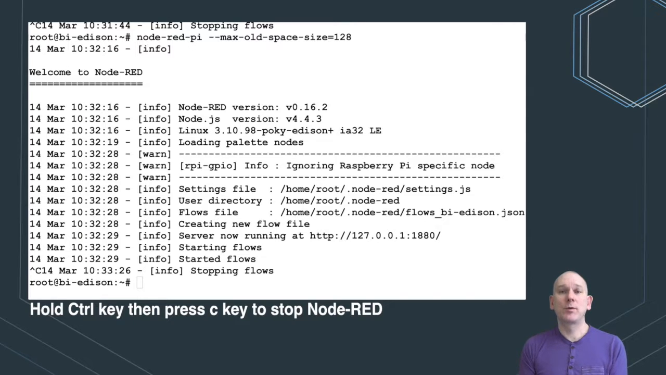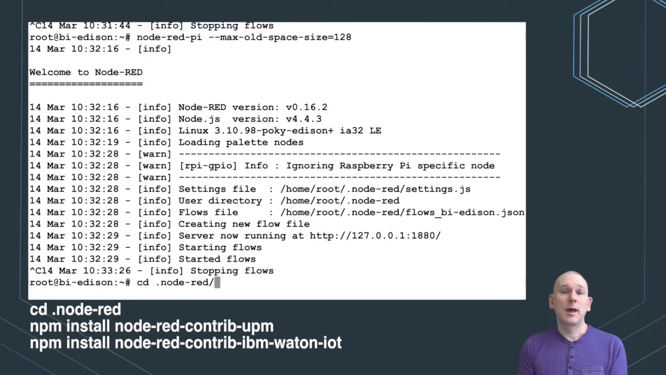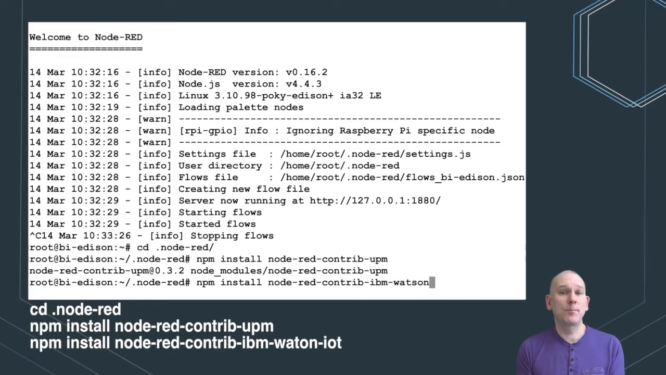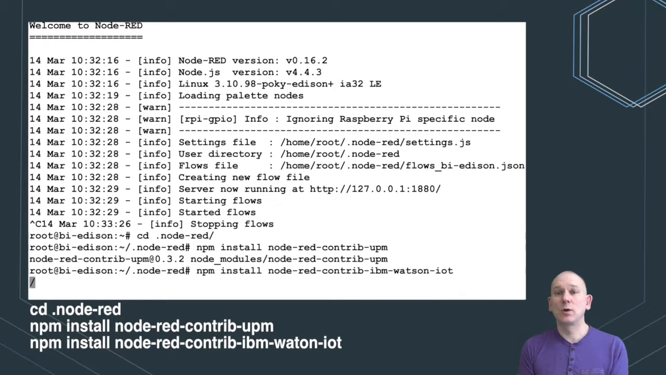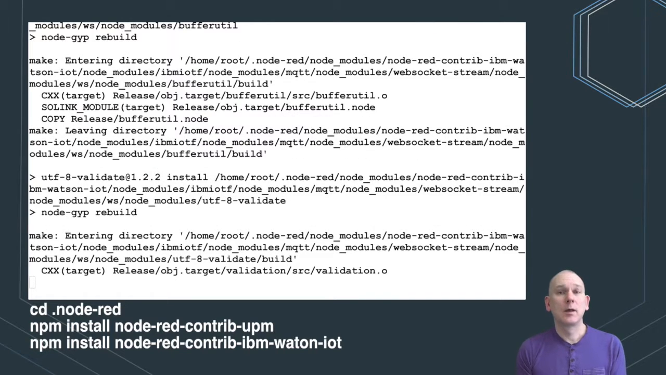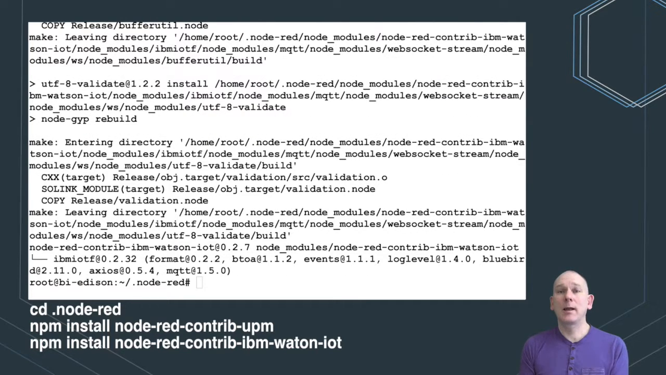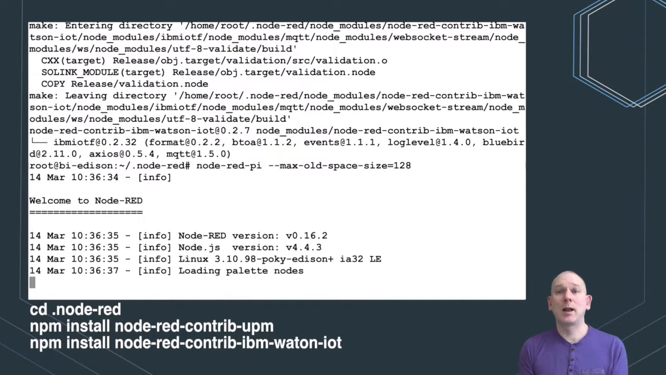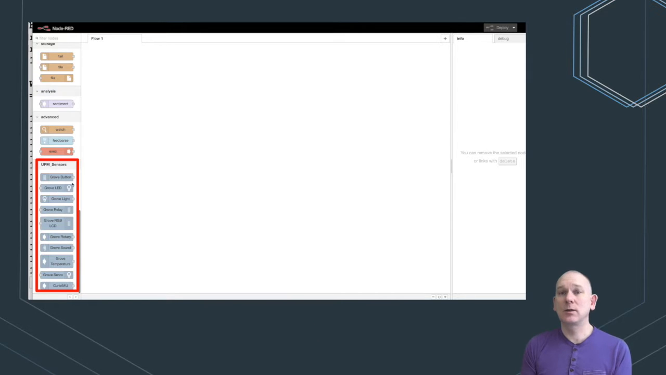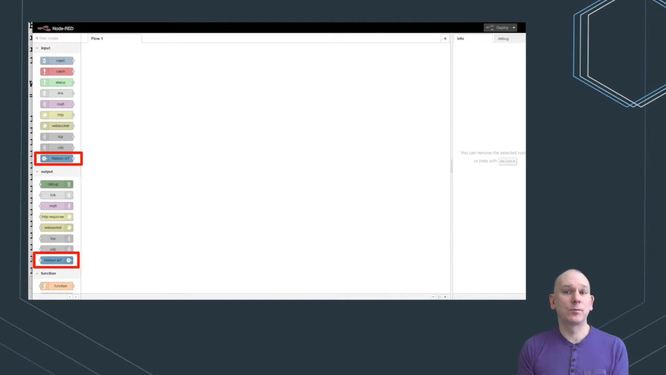Exit Node-RED by holding the Control key and then pressing C, and then change into the .node-red directory in the home directory for the user root. Entering commands npm install node-red-contrib-upm, and then npm install node-red-contrib-ibm-watson-iot. And now if I start Node-RED again, I get to see the additional nodes in the palette for using the Grove sensors and also sending and receiving data using the IBM Internet of Things platform.